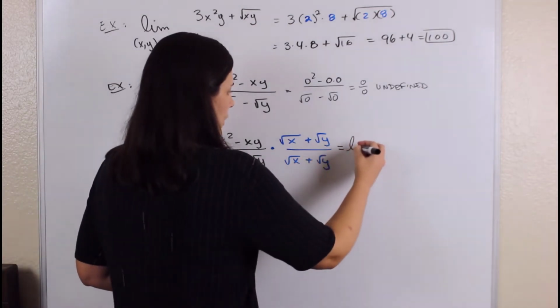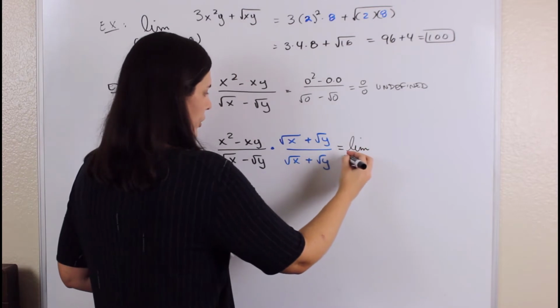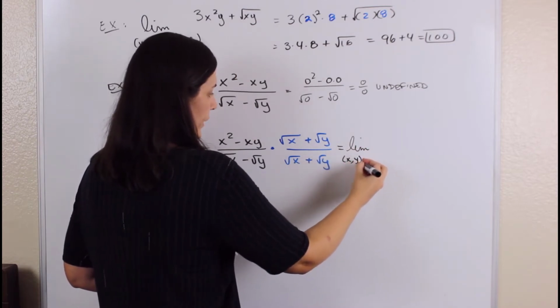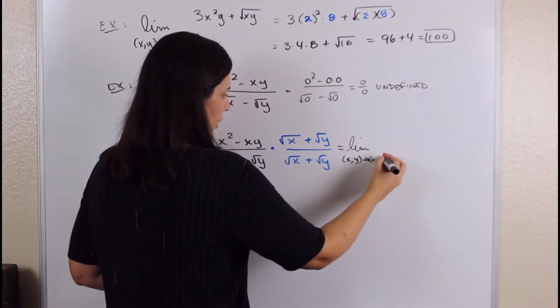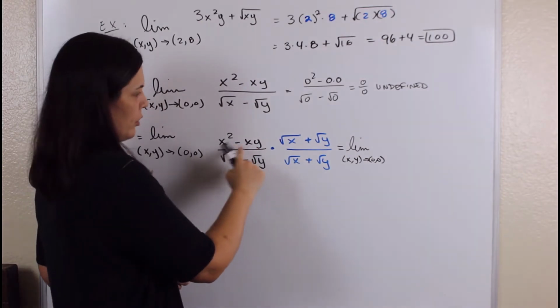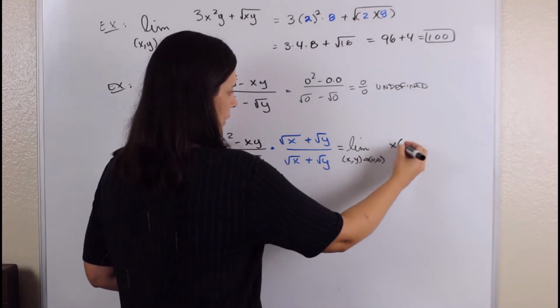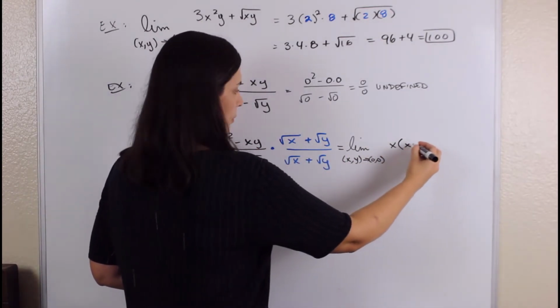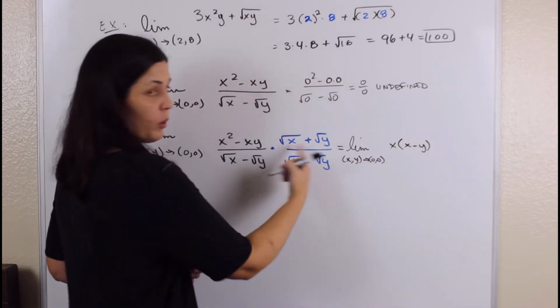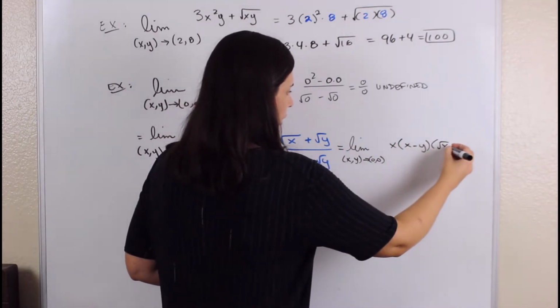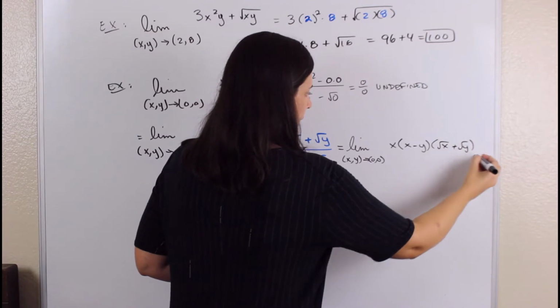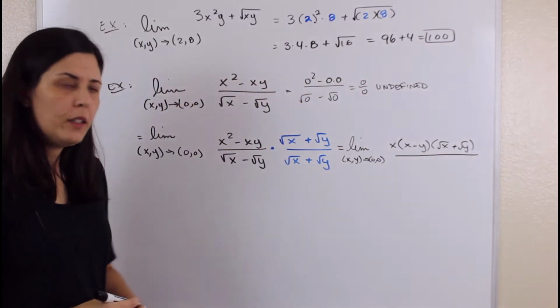And so for this one, I'm actually going to factor the numerator even further. If you notice, you can take out an x from these two terms. So my numerator is going to be x times (x minus y) times what we multiplied by, square root x plus square root y. And then I'm going to go ahead and FOIL out the denominator.